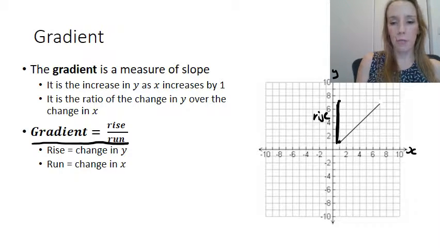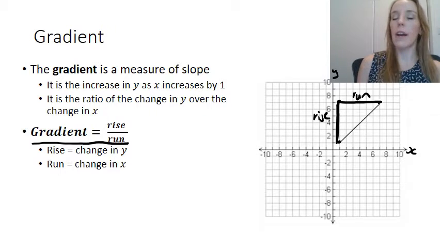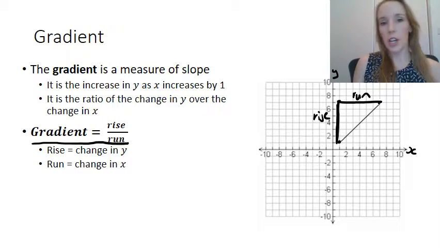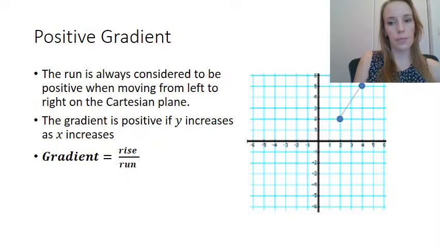And our run would be the change in x. So this horizontal change, this would be our run. So it's our rise over our run. How much has y changed? How much has x changed?